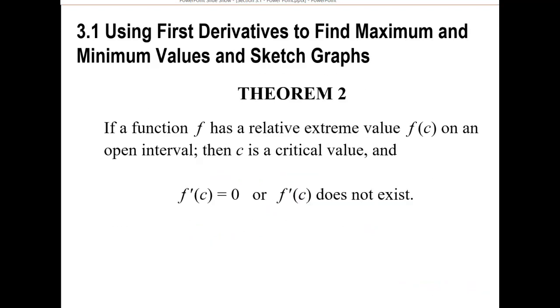And then our second theorem says if a function f has a relative extreme value f(c) on an open interval, then c is a critical value. So in other words, f'(c) equals 0 or f'(c) does not exist. So those maxes and mins, the possible locations for where they would occur, if that's what you're looking to find, are at the critical values.